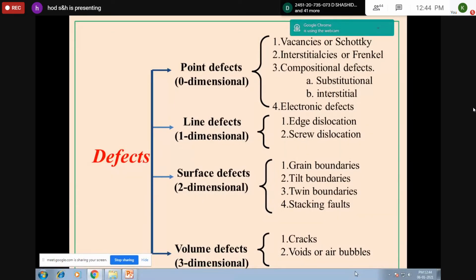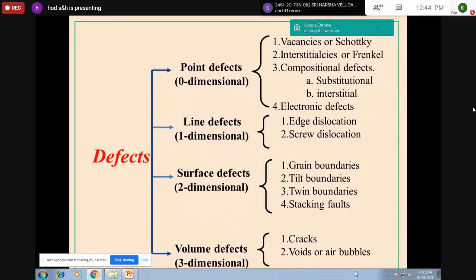The point defects, which are zero-dimensional defects, are again classified into four ways. First one, vacancies or Schottky defects. Second one, interstitials or Frenkel defects. And the third one is called compositional defects, and in some books it is given as impurities. The subcategories of these are substitutional impurity and interstitial impurity. And the fourth one, electronic defects. So again, these point defects are classified into vacancies or Schottky defects, interstitials or Frenkel defects, compositional defects, and electronic defects.